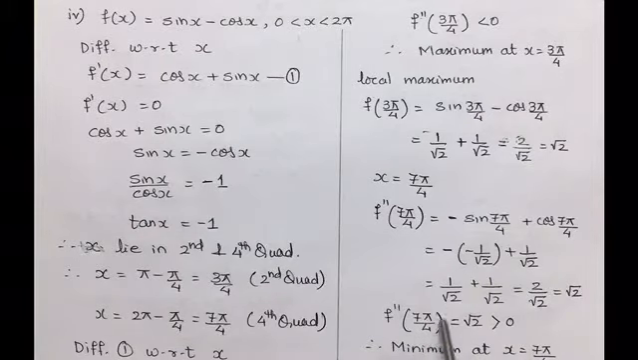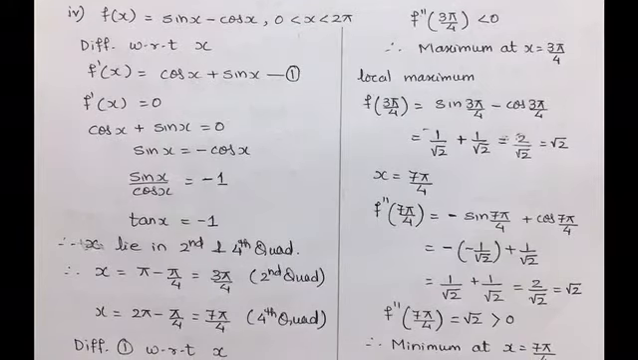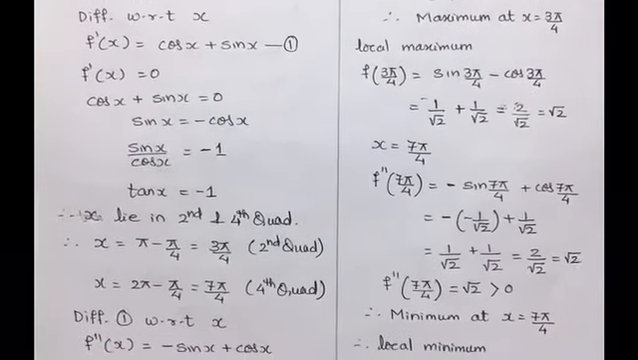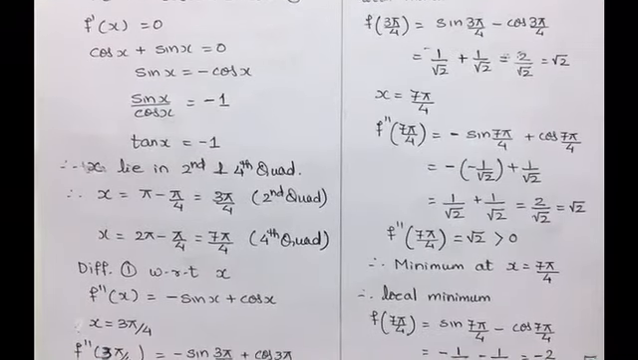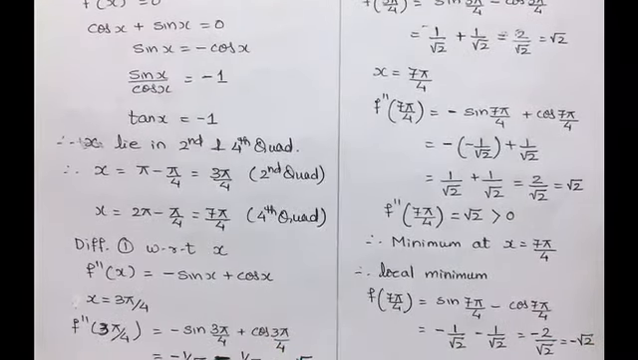Now the second derivative at 7 pi by 4 is positive, that is root 2 is greater than 0. Therefore f is minimum when x becomes 7 pi by 4. So we get the value of f as minimum when x is 7 pi by 4.